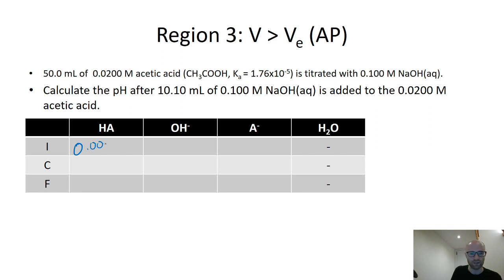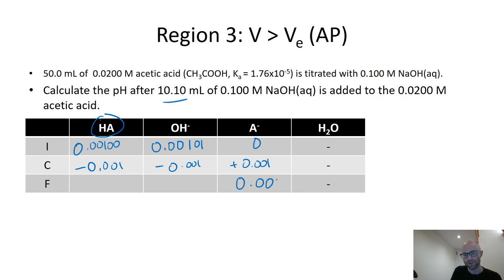0.00100 moles, that's the same acetic acid that we started with, except now that we've added 10.1 milliliters, we have 0.00101 moles of hydroxide. So we're going to consume the HA. The HA becomes limiting. So in our solution we have a bunch of A minus.